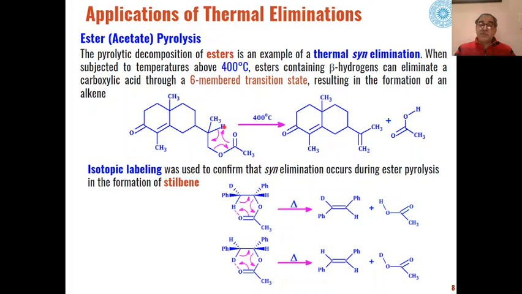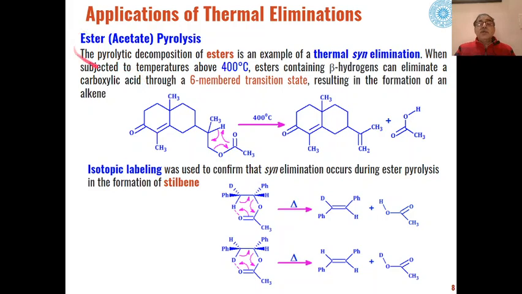With the removal of this beta hydrogen from here, it will move to this oxygen. This will become OH, and breaking of this carbon-oxygen bond will create a carbon-oxygen bond over here, and this bond will make this carbon-carbon bond into a double bond, and we will get these types of alkenes as the product through ester pyrolysis reactions.